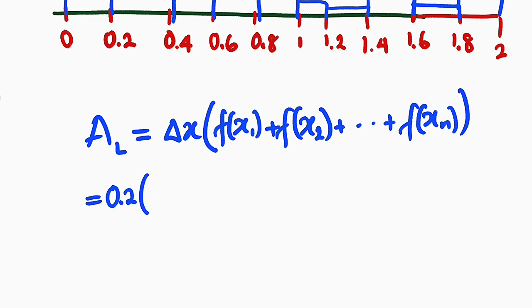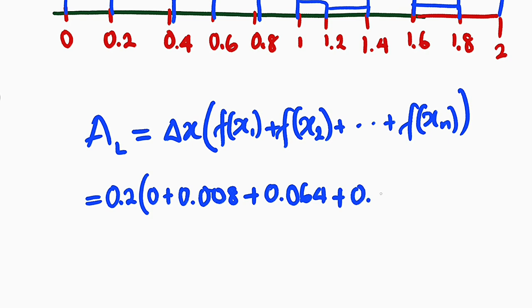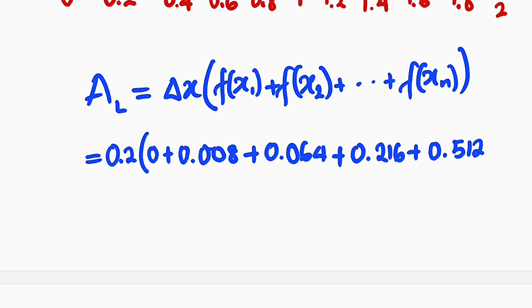So 0 to the power of 3 will still be 0, plus 0.2 to the power of 3 will give us 0.008. Then we add, we take 0.4, we raise it to the power of 3. That will give us 0.064. Then we add, we take 0.6, we raise it to the power of 3. That will give us 0.216. We add, we take 0.8, we raise it to the power of 3. That will give us 0.512.